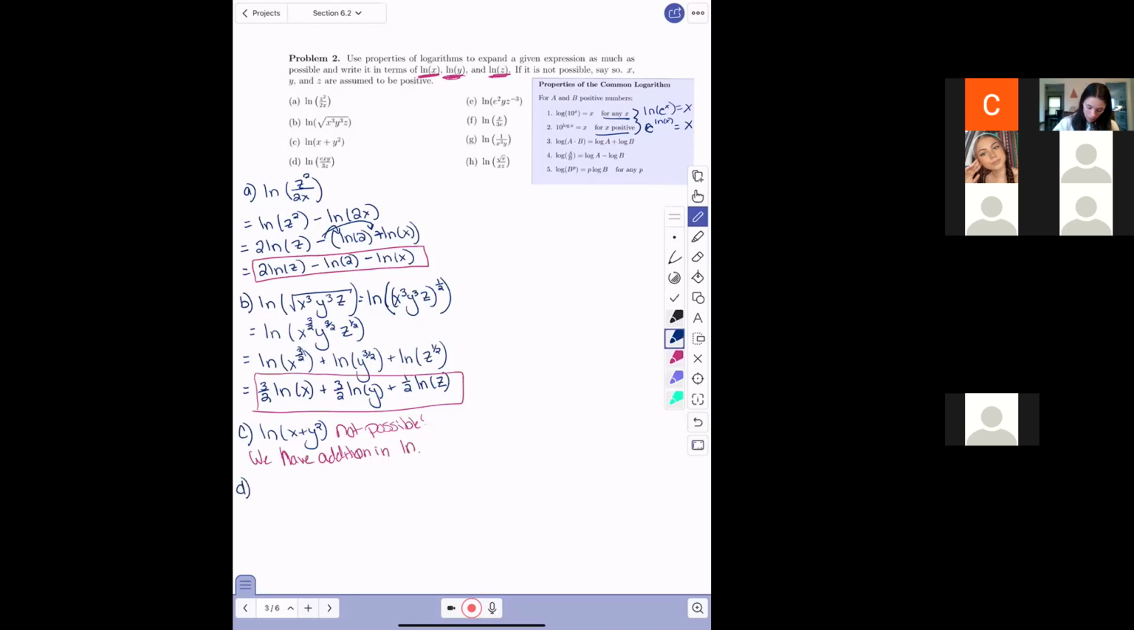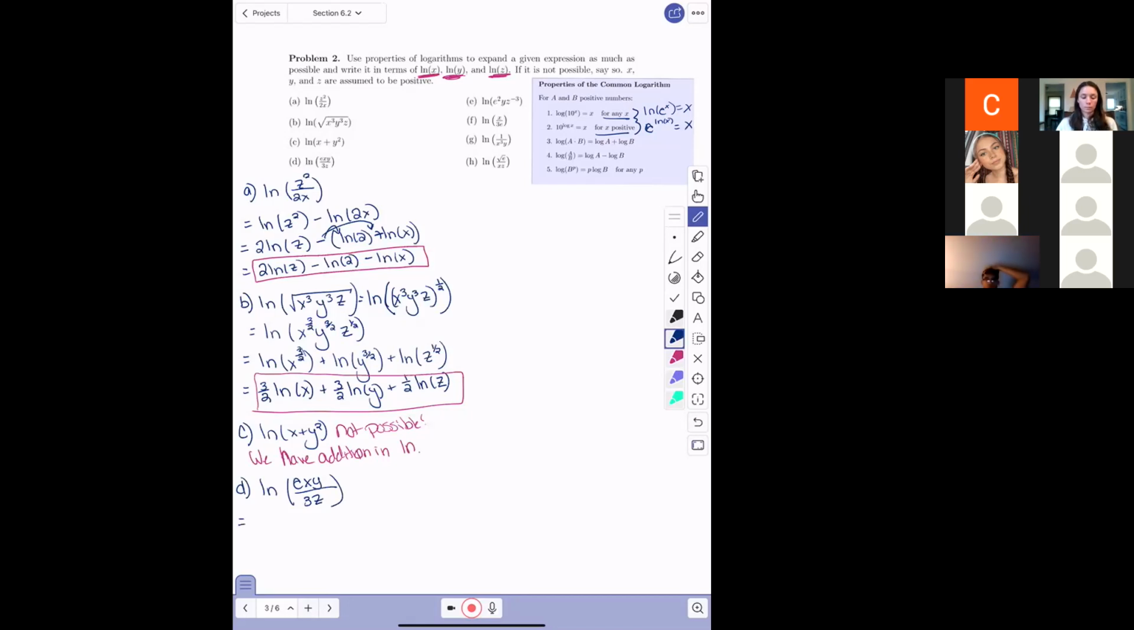Okay, next, problem D. We have the natural log of e times x times y over 3z. What is our first step in expanding this? Rule 4. Good. So we'll take the natural log of exy minus the natural log of 3z. Now what's my next step in expanding? Property 3. Yep. So we'll have the natural log of e plus the natural log of x plus the natural log of y minus parenthesis natural log of 3 plus natural log of z.